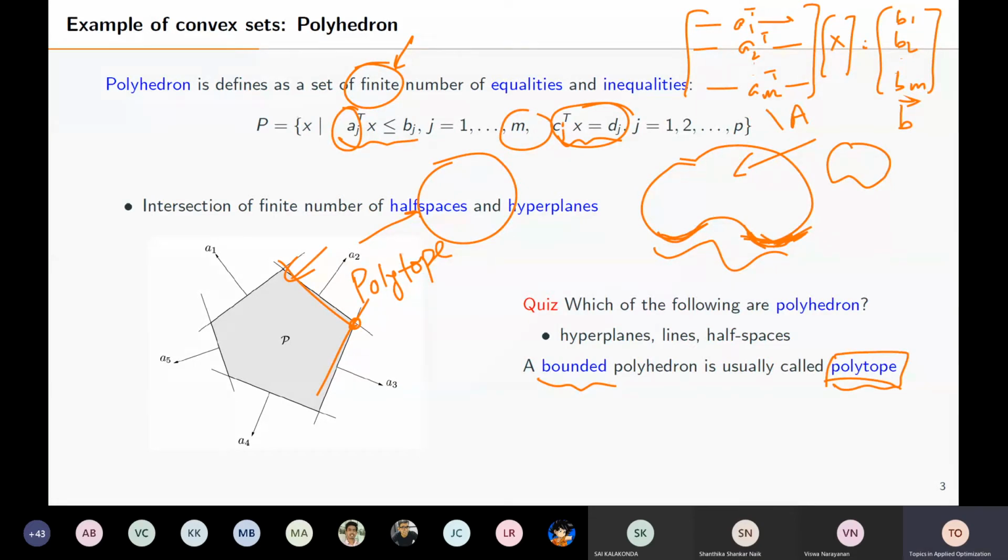Which one? Can it be a circle or a norm? No, that's what I said, right? Just now I described, right? A polyhedron by definition can't be a circle. Okay, so it can't be a circle.